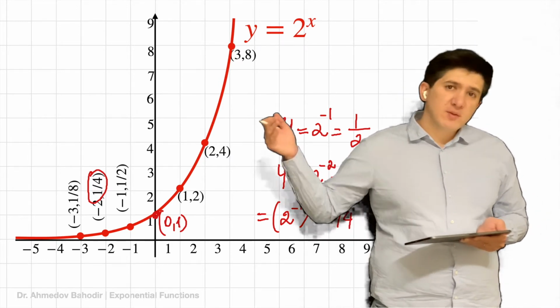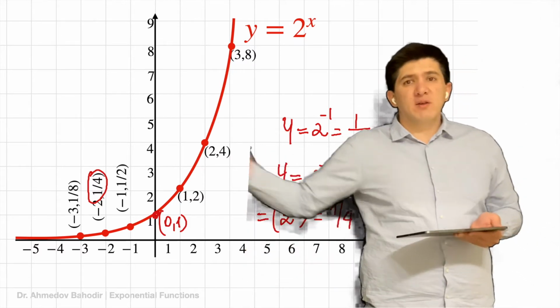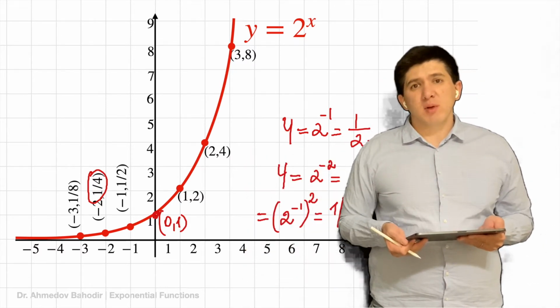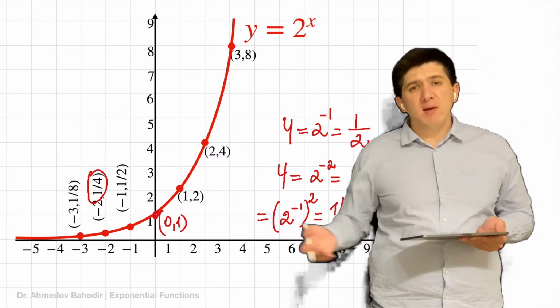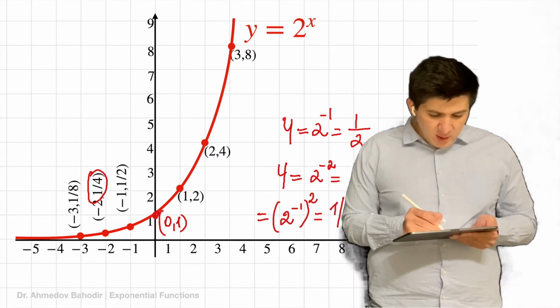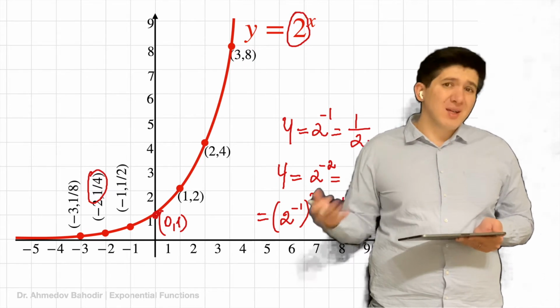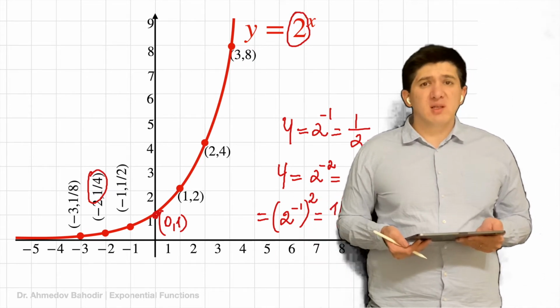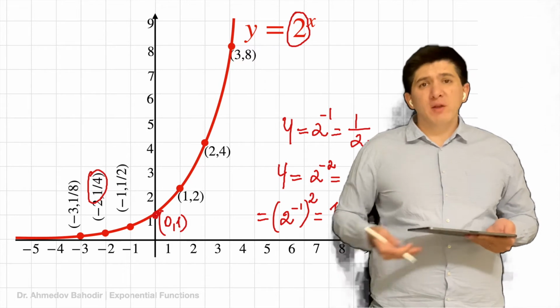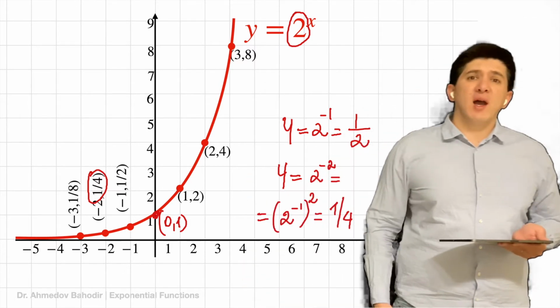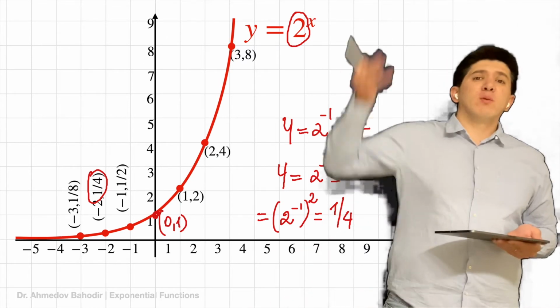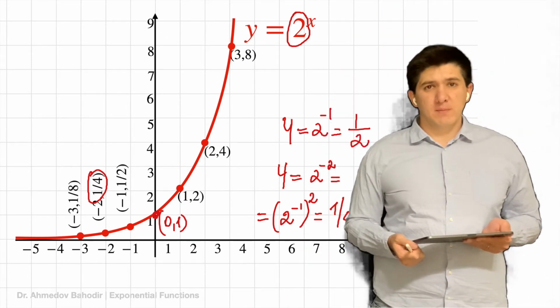So you see, as we go to the left, the exponential function is decreasing. As we go to the right, the exponential function is increasing. So in general, when the value of a is bigger than 1, the exponential function is increasing. We call the function increasing when, as we increase the values of x on the x-axis, the values of y are also increasing.